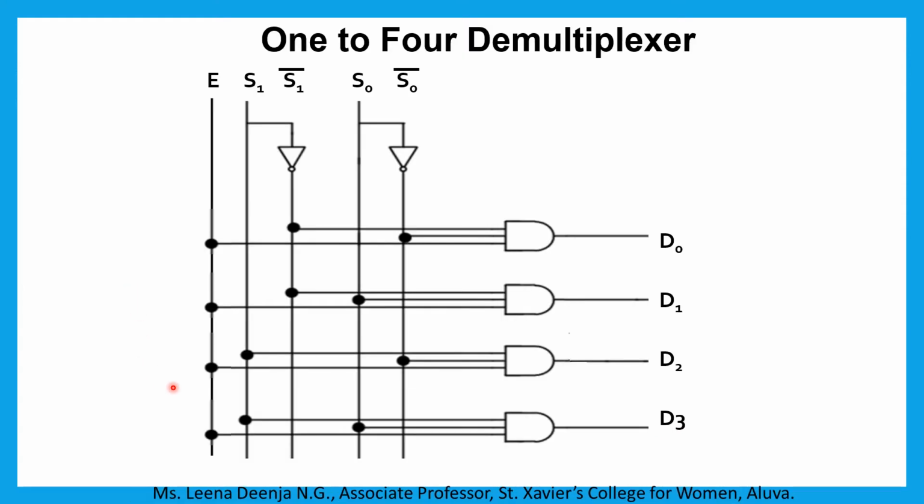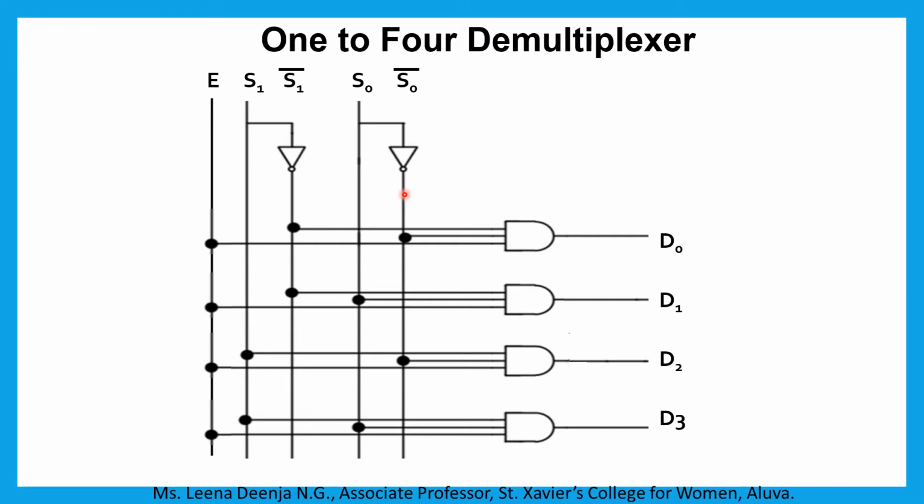The logic diagram of the 1 to 4 demultiplexer is like this. Here there are 4 AND gates, and all these AND gates are connected to data input E. And there are two data select inputs S1 and S0. S1 is connected to a NOT gate, so here we get S1 bar. And S0 is also connected to another NOT gate, so here we get S0 bar.